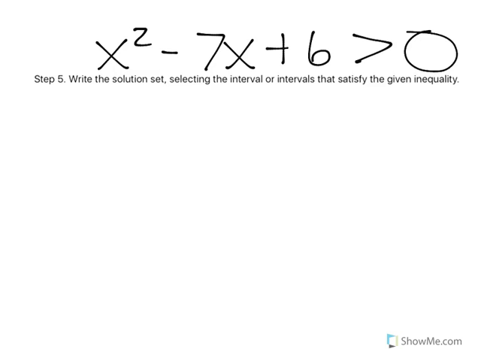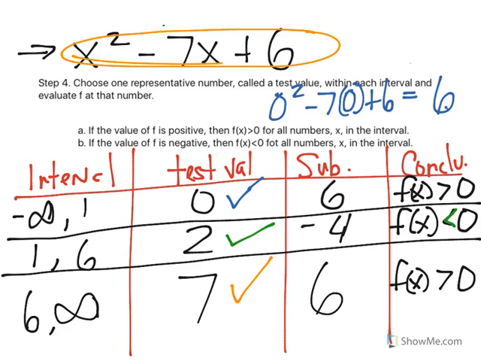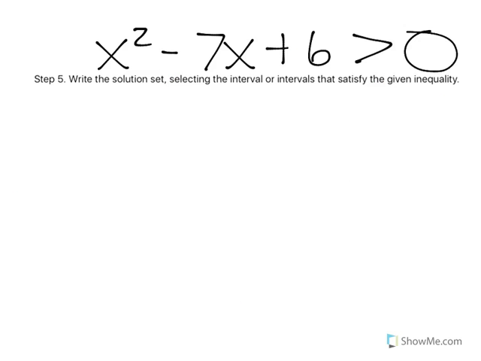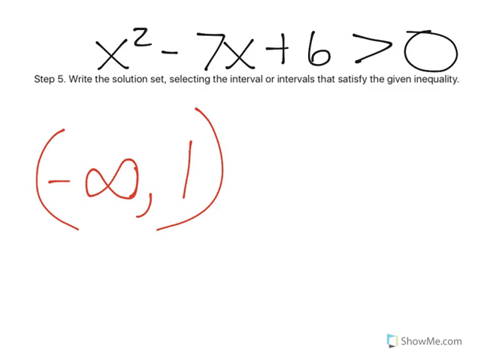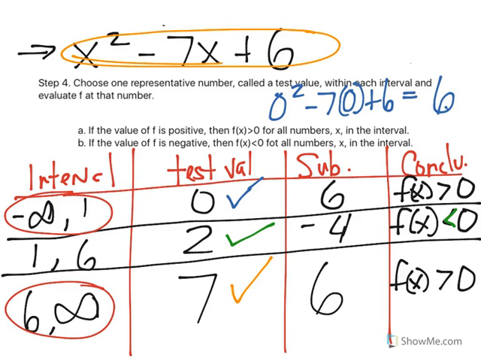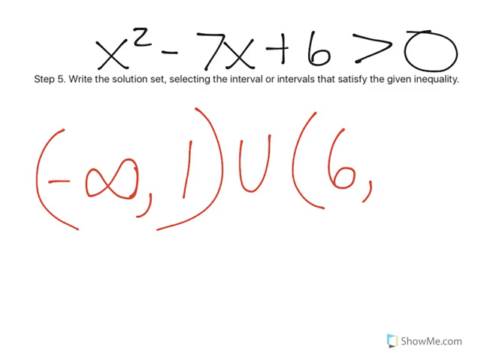Once we find that, which we found on this slide here, and it was this one and this one, we just come over here and we say negative infinity to 1, in the union of 6 to infinity. And that's the answer for that problem there.